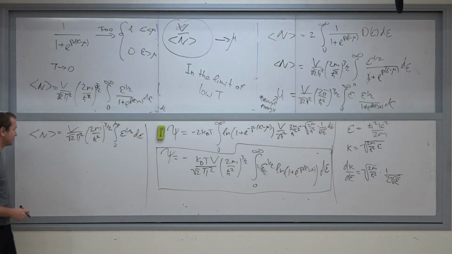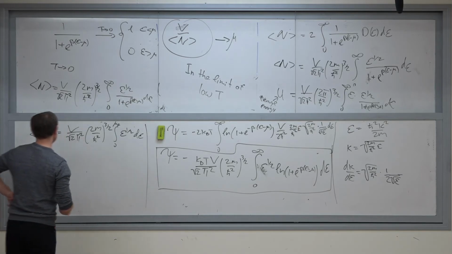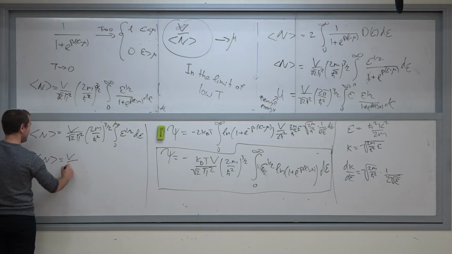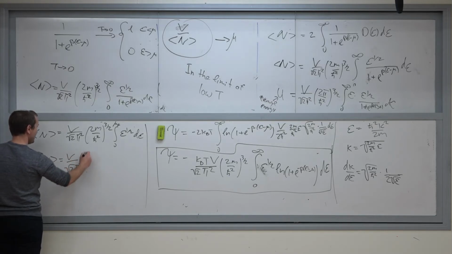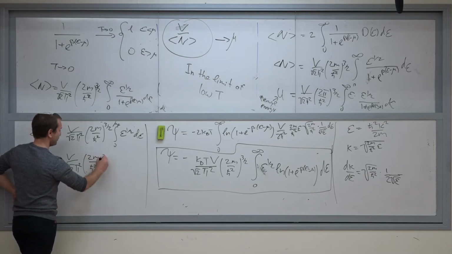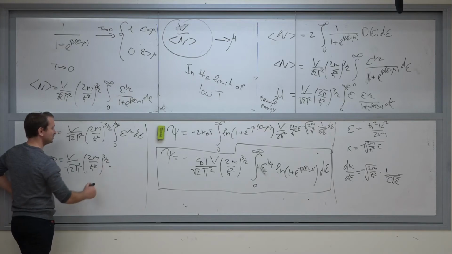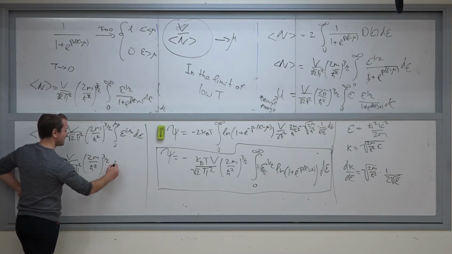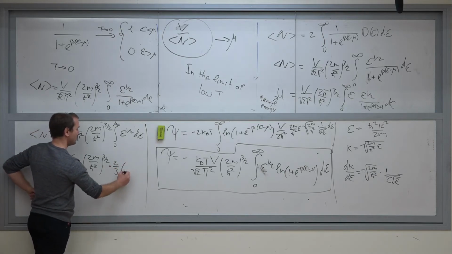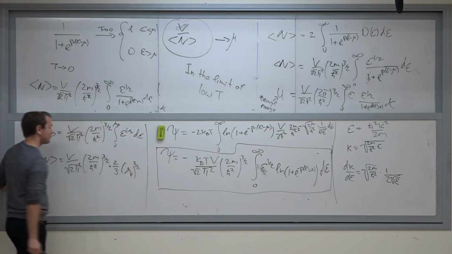Nothing more, nothing less. What we obtain is that n equals V divided by 2 pi squared, times (2m divided by h bar squared) to the 3/2, multiplied by 2/3 of mu Fermi to the power of 3/2.